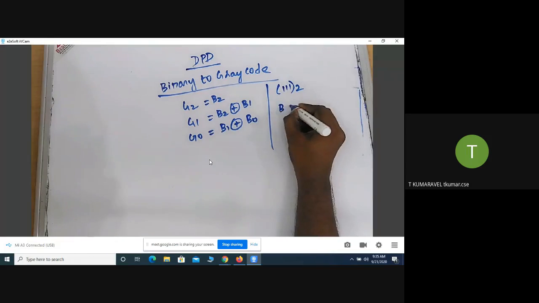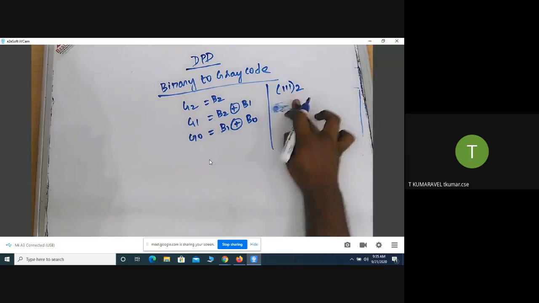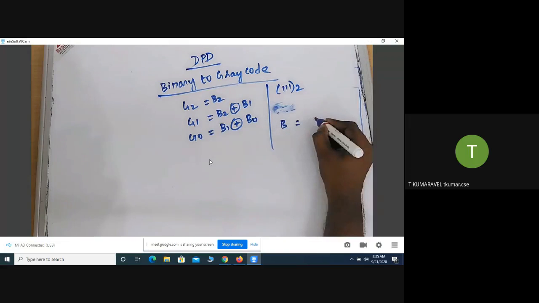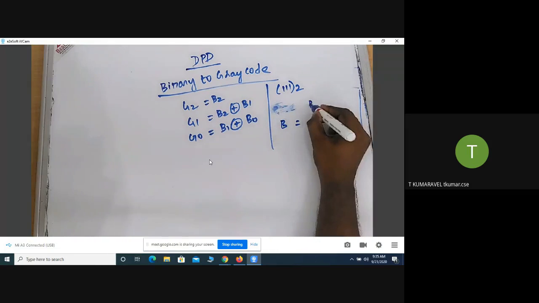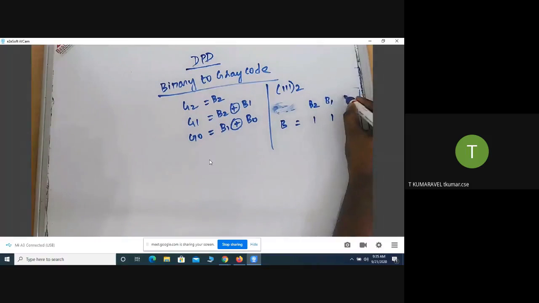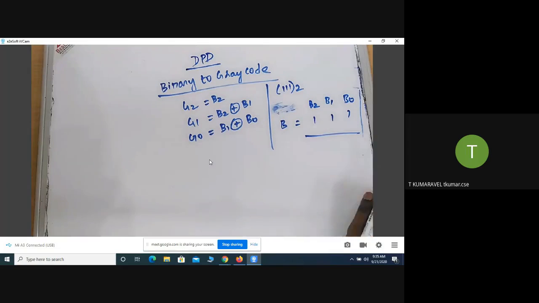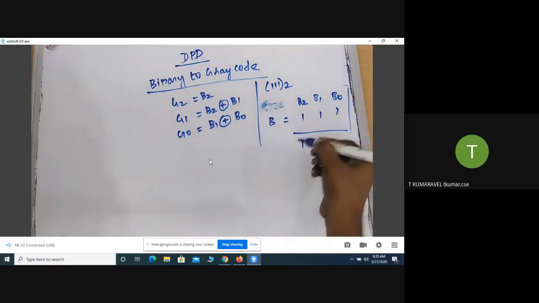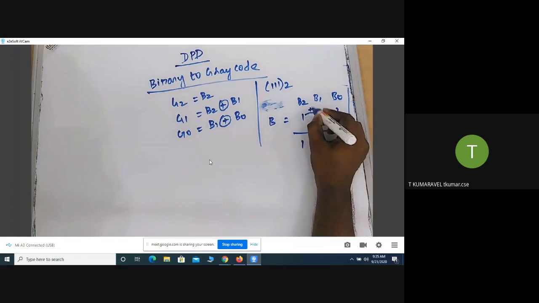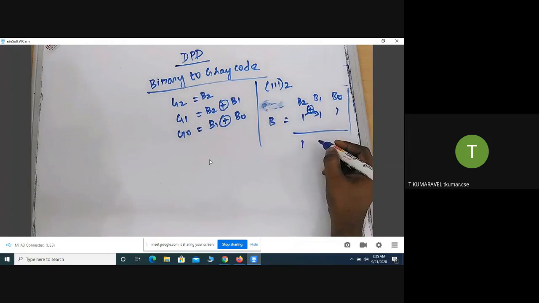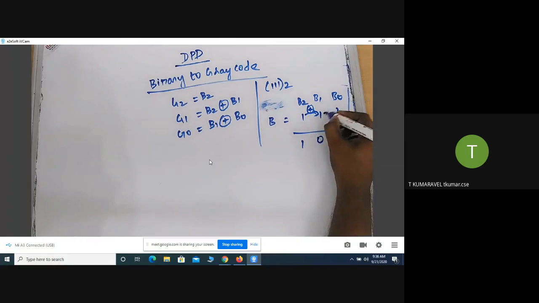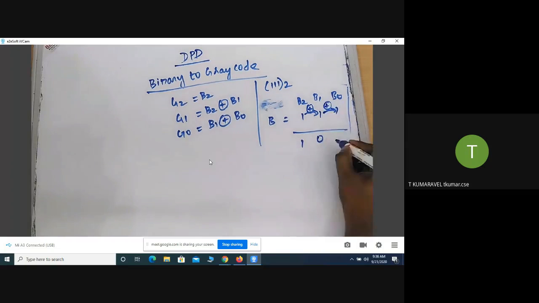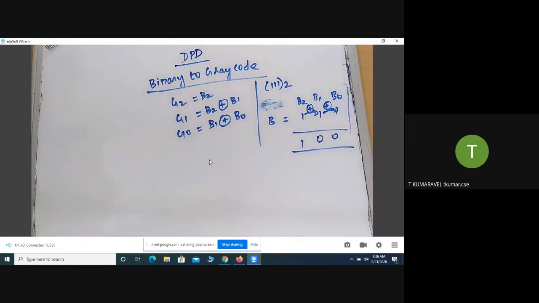This is what I'm going to consider as B, which is associated with 3 bits. This is B2, B1, and this is B0. How do you generate the respective gray code? Initially B2 you consider as G2. Next, we perform exclusive OR between B2 and B1, similarly for B1 to B0. This is considered as the input, so based on that you are going to draw the circuit.